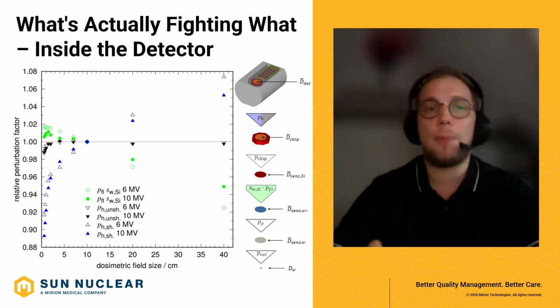So this opposing behavior is intentional. The shielding was tuned to compensate for silicon's large field overresponse. As one component rises, the other falls, leaving the total correction factor almost unchanged. And this is why SunSILICON P remains so close to unity out to 40 centimeters.